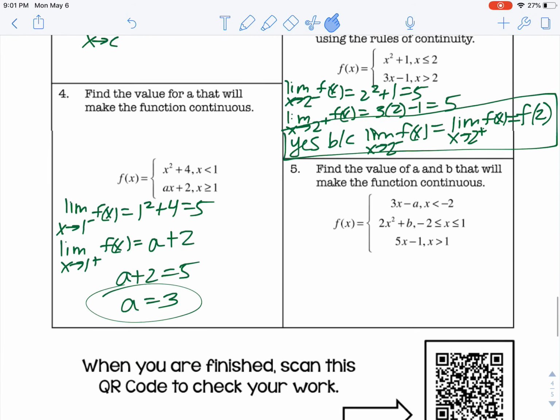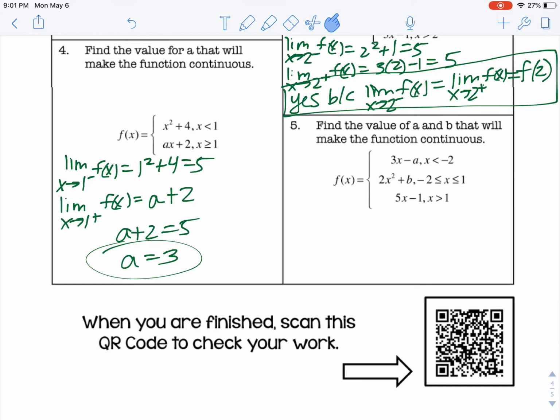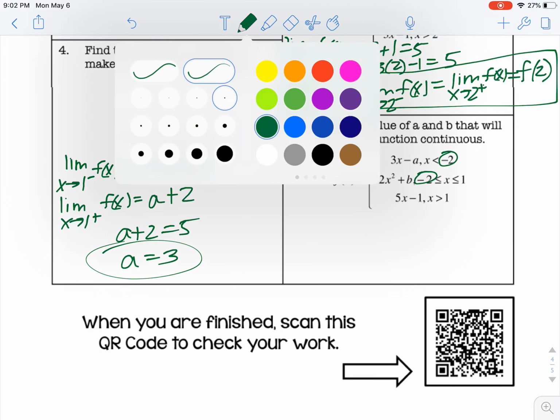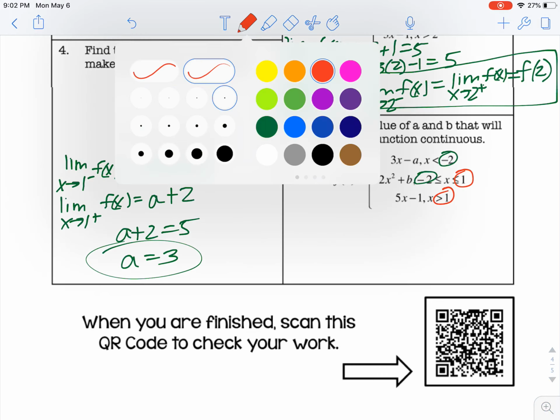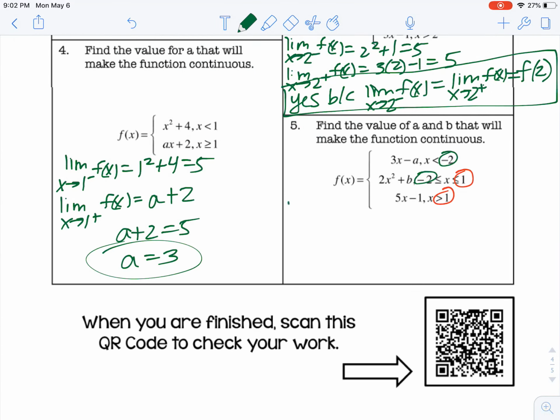Okay, last one, a little system of equations here. We're going to check from the left and right at 2, then we're going to check from the left and right at 1, and we'll set up our system. So limit as x approaches 2 from the left of f of x equals, oh, this is -2, not 2. Okay, 3 times -2 minus a, so -6 plus a.